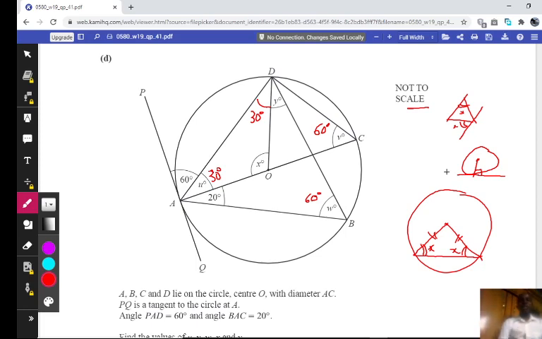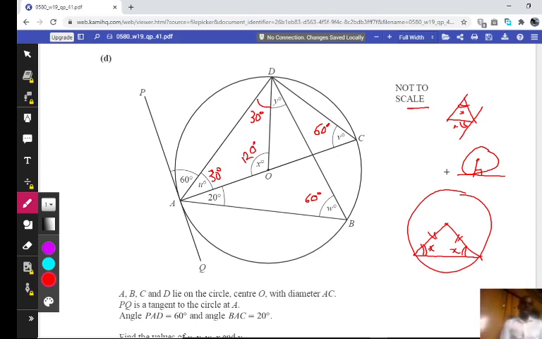Now to find X, you can just use this triangle AOD. Angles in a triangle add up to 180 degrees, right? So you can subtract 30 plus 30 from 180. 30 plus 30 is 60. From 180, it will be 120. 120 degrees. So X is 120 degrees.